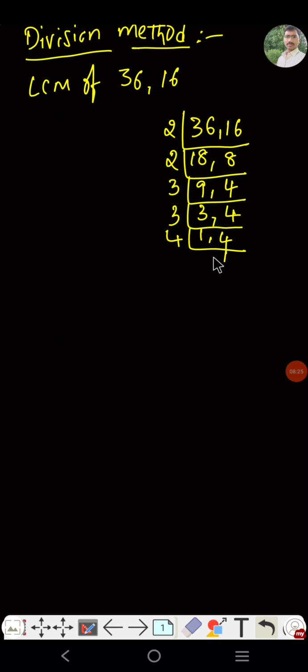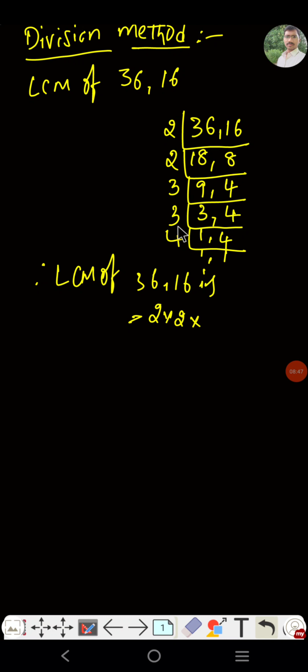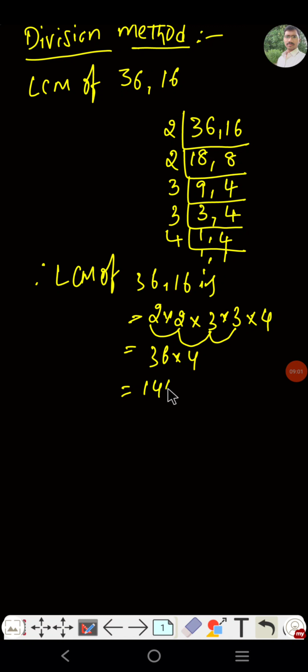Next directly write down 4 ones are 4 here. You can do it with 2 also, no problem. But here only a single number is there, so that's why I am taking 4 directly. Now therefore the LCM of 36 comma 16 is, multiply all these values. 2 into 2 into 3 into 3 into 4. That is 2 twos are 4, 4 threes are 12, 12 threes are 36, into 4, 36 fours are 144.